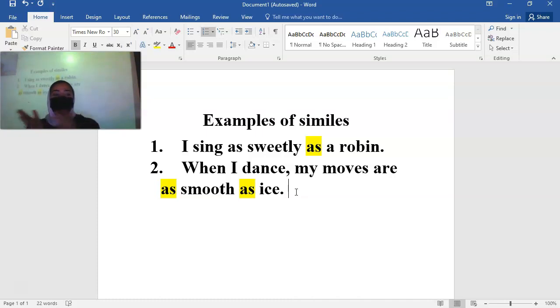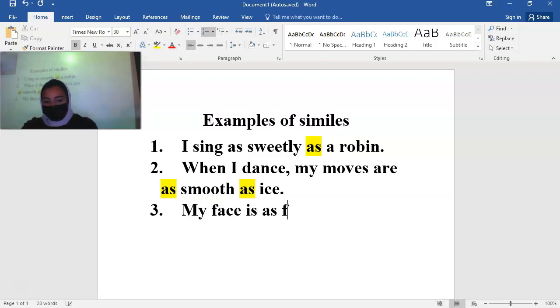So if you're comparing your nice dance moves to something because they're smooth, they're good, they're cool, what's smooth, good, and cool? Ice. Ice is smooth. Have you ever felt rough ice? Normally ice out of your fridge is smooth, right? So he's comparing his dance moves to smooth ice. Another one, and the last one we're going to write, is my face is as freckled as a leopard is spotted.